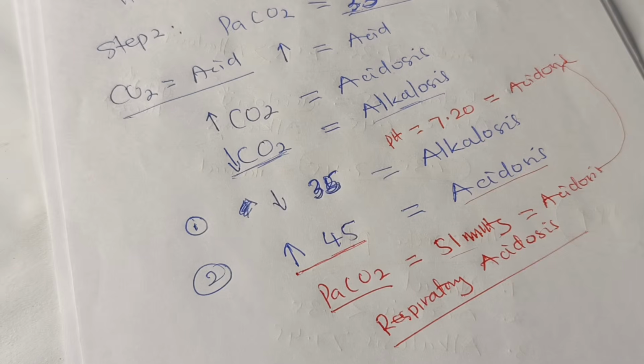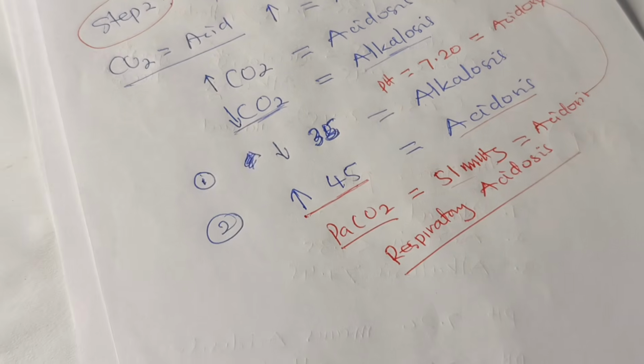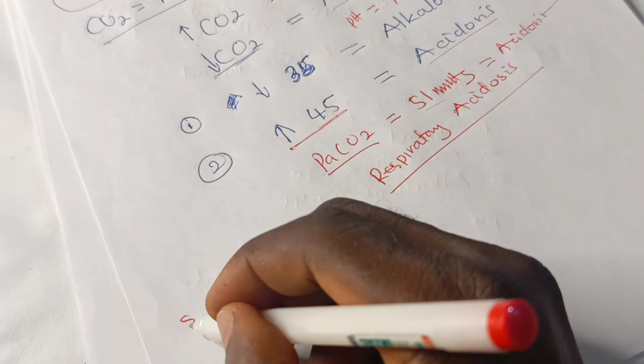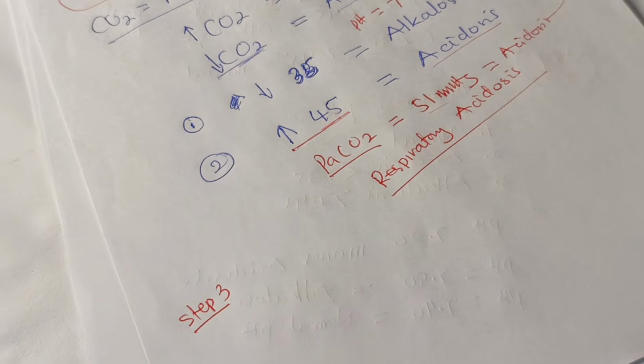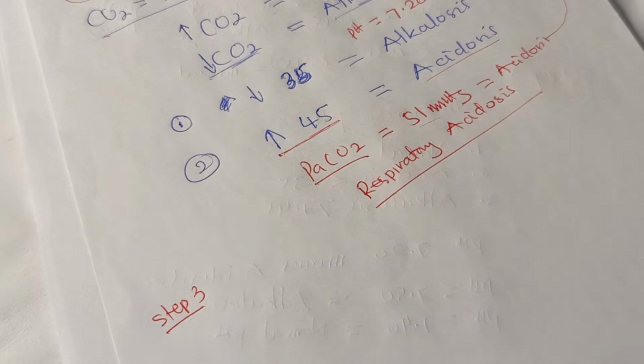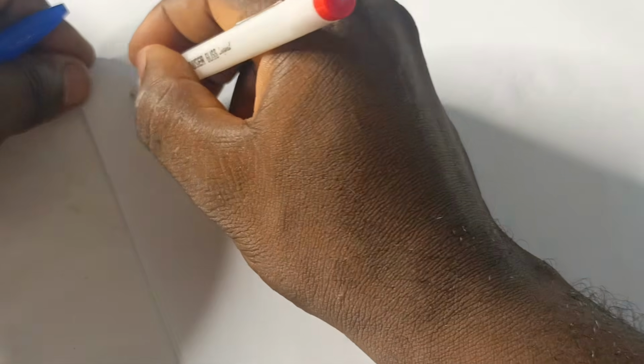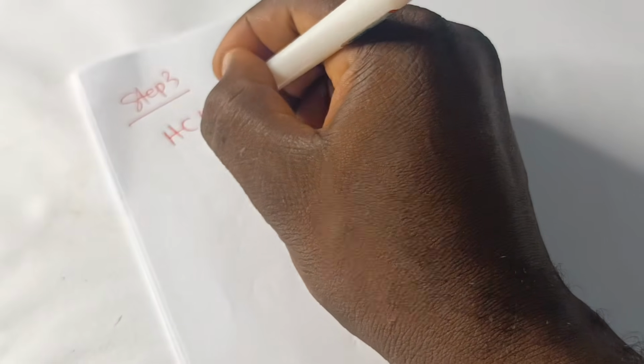Okay, so we are talking about step 2. So we are left with step 3. Now in step 3, we have to interpret the other value. So let's go to a new sheet. So step 3. In step 3, we are going to interpret the value for the HCO3 minus, because they will give you that value also in the question.